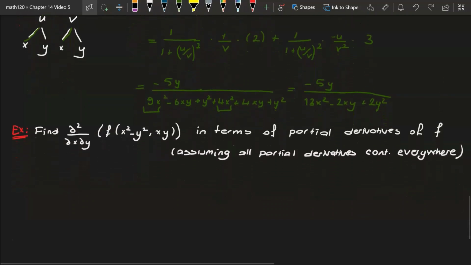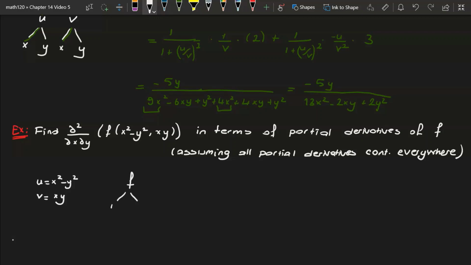Okay, we have f. Let me call x squared minus y squared u, and xy v. So we have f depending on u and v, and u and v are functions of x and y. We want to get the second order partial derivative of f. We first take the derivative of f with respect to y, then we'll get a function and we will take the partial derivative of this new function with respect to x. Let us do this together.